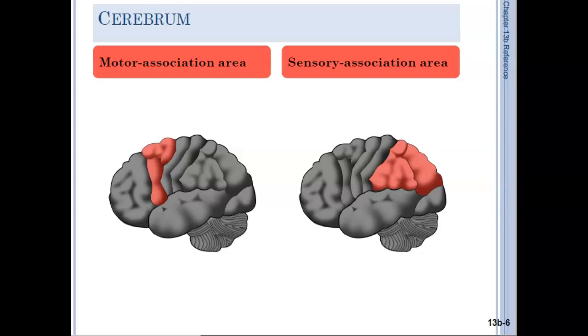So basically what these association areas do is they combine all of the information, our motor information, our sensory information, in order to integrate them into something that is meaningful to us and that we can use, like our perception of where we are at and what we are feeling.